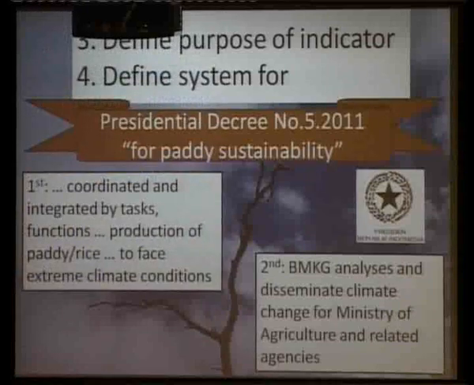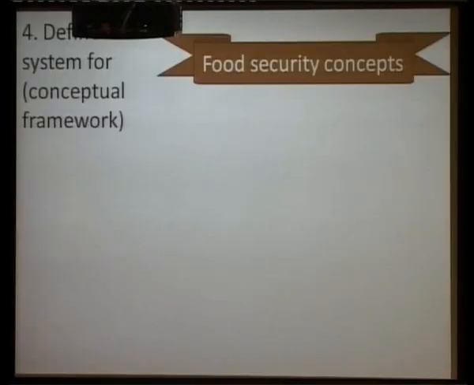So this states that local authority has to coordinate and integrate by task function for the production of paddy rice to face extreme climate condition. And my counterpart is responsible to analyze and disseminate climate change information for the Minister of Agriculture and related agencies. So it's a perfect system to work for. Then at the same time, we try to find a system in terms of science. So there's a food security concept.